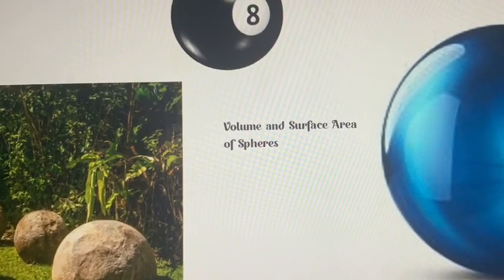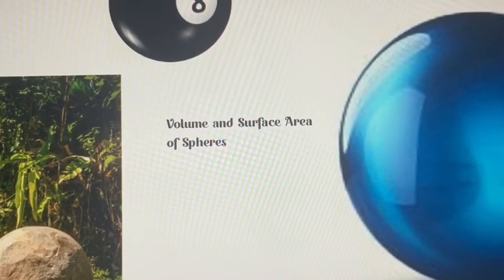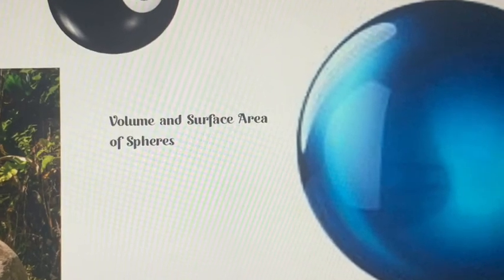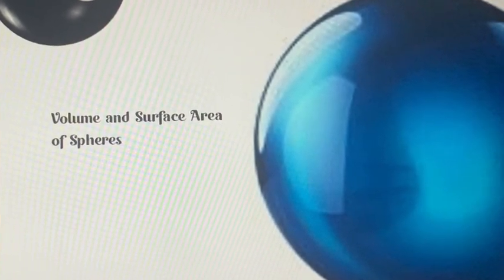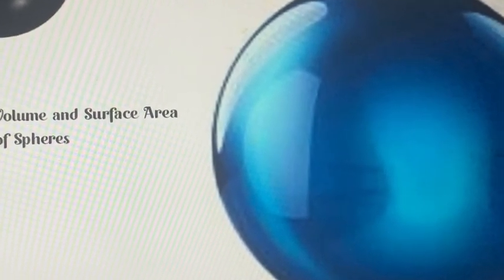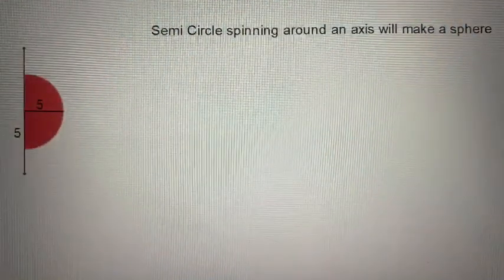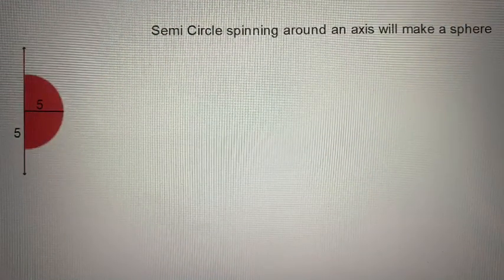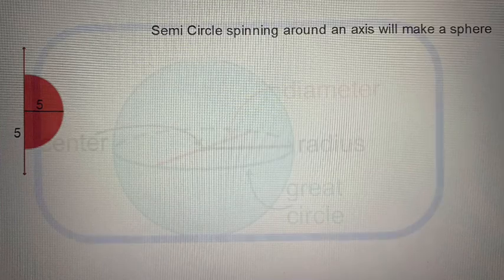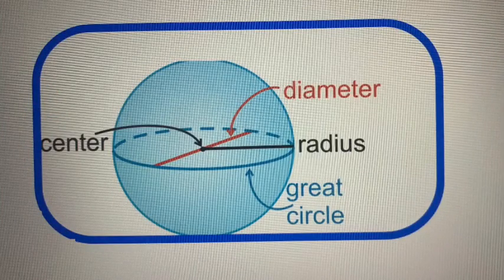Let's finish up our solids section, and today we're going to talk about surface area and volume of a sphere. Now remember, if we took a semicircle and spun that semicircle around an axis really fast, it's going to create a sphere.